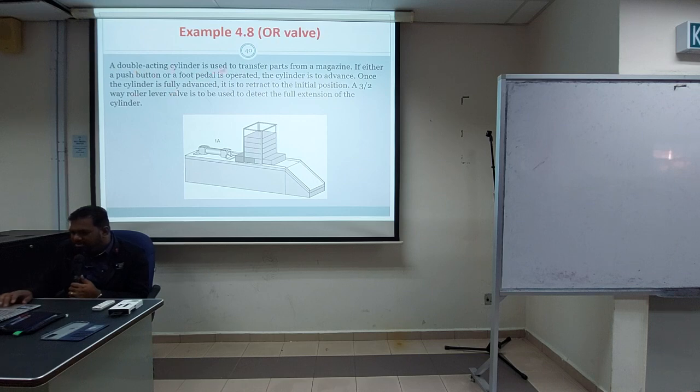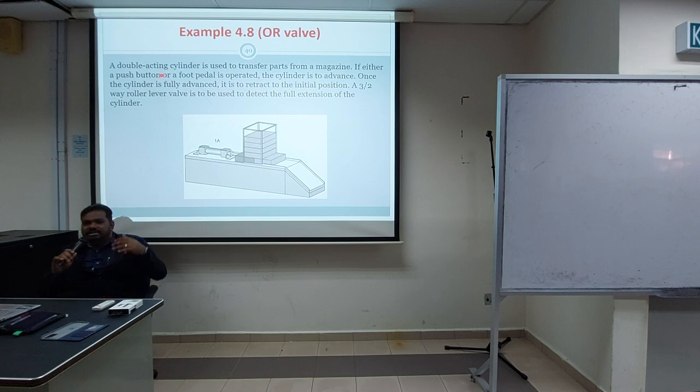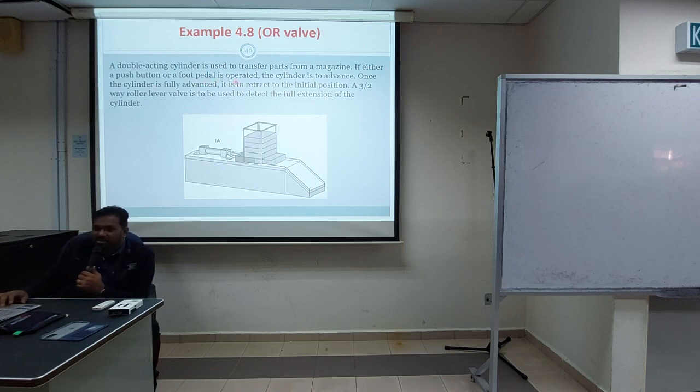Okay, a double acting cylinder is used to transfer a part from a magazine. If either a push button or foot pedal is operated, the cylinder is to advance. So how many conditions does this circuit have to extend the cylinder? If either a push button or foot pedal is operated, either one. So that means there are 2 inputs, and if either one is present, it will extend.